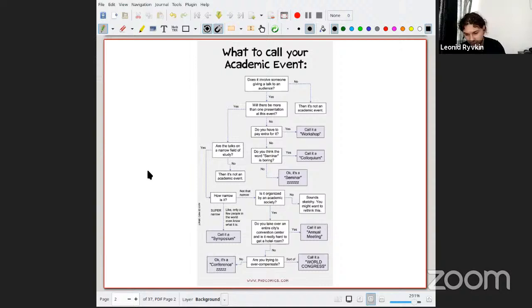Okay, but before I start, just a comment on the naming of this event that Matteo has just made in the coffee break. According to Nikita, this event involves some kind of audience, but there is not more than one talk, but you have to pay for it. So we are on a workshop. You can read the remainder of the comic later, it is in the chat.